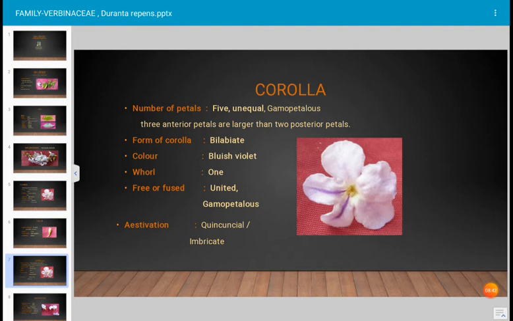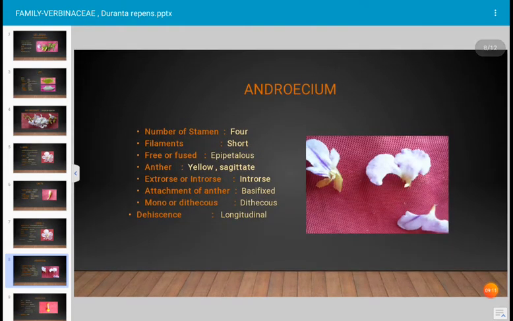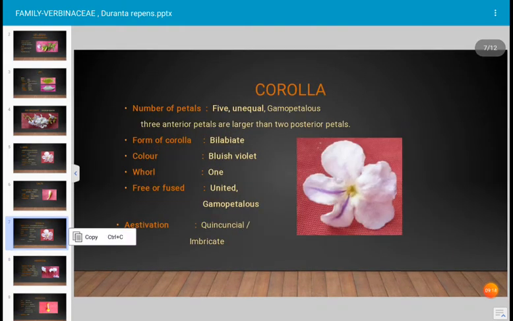Petals are united at the basal region. Hence it is gamopetalous condition. 3 anterior petals are larger than the 2 posterior petals. You can see in the photograph 3 petals which are larger than the 2 posterior petals. And form of corolla, it is bilabiate. It is bilabiate form. 2 petals to one side, 3 petals to another side. Bi means 2. Bilabiate form of corolla.